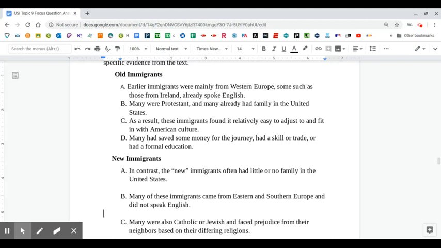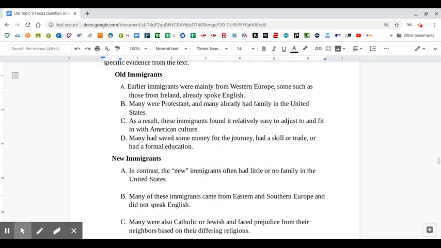Some, such as those from Ireland, already spoke English. Many of the Irish, as we know, came over in the middle 1800s during the Irish potato famine, which hit its height in the late 1840s. Many of those who came to the United States were Protestant. Many already had family in the United States. As a result, it was easier for these immigrants to adjust and fit in. Many of the people coming from Western Europe, Great Britain, or Ireland spoke English, so it wasn't a cultural shock for them in terms of learning the language. They just blended right in.